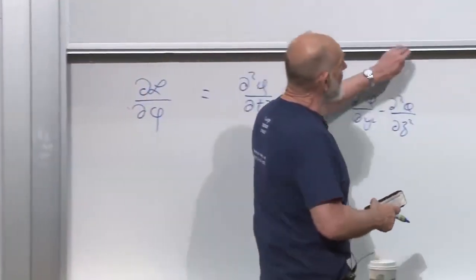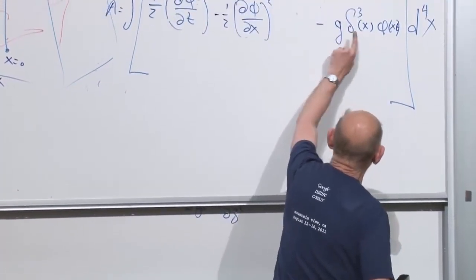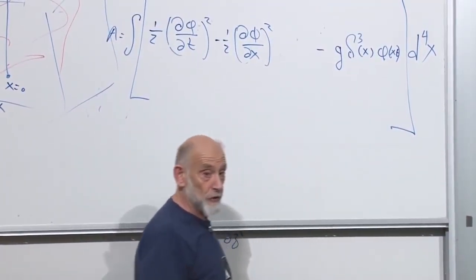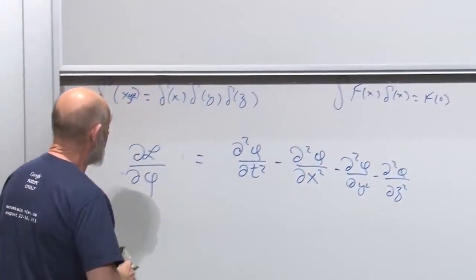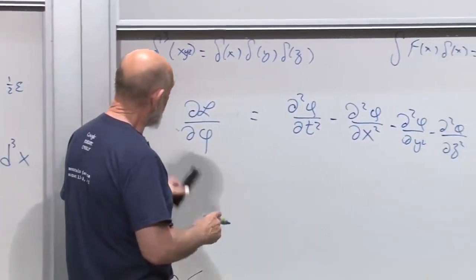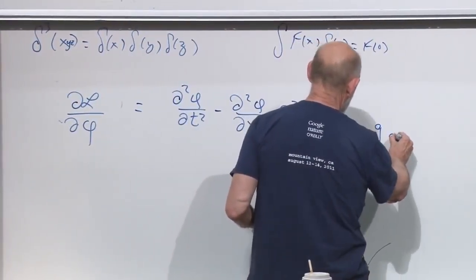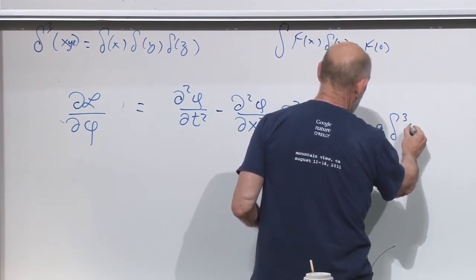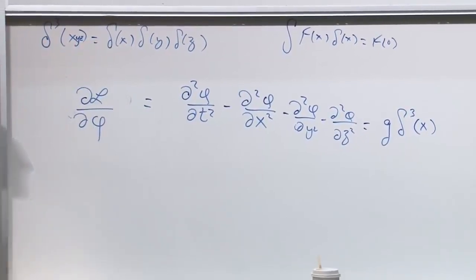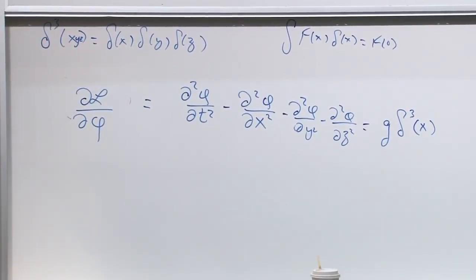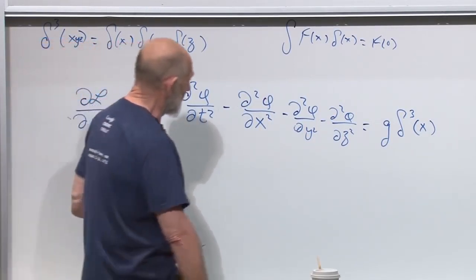And we can see from here, the derivative of L with respect to phi at x and t is just g times the delta function. It's just g times delta cubed of x. So our equation is just that this is equal to g times delta cubed of x. Do you recognize this as an equation you may have seen before? Oh, there's a minus sign, I think. Was there a minus sign? Yes, there's a minus sign.